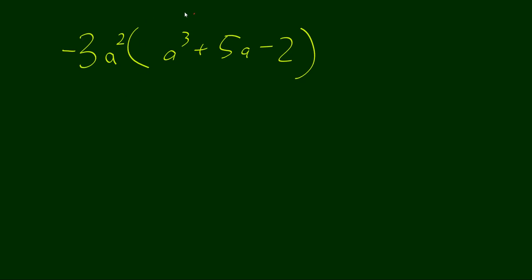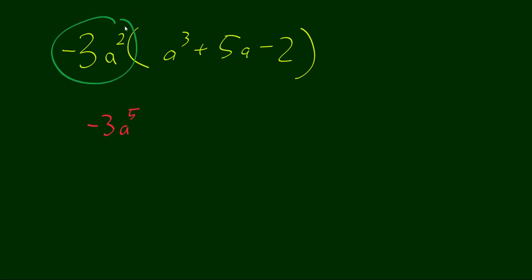We've got negative 3a squared times (a cubed plus 5a minus 2). This bracket here shows us that we need to distribute this to all of the inside bits. So let's start. Negative 3a squared times a cubed is negative 3. There's no coefficient, or maybe there's a 1. Negative 3 times 1 is the same. And a squared times a cubed is a to the 2 plus 3, if you remember your exponent rules, which is a to the 5th.